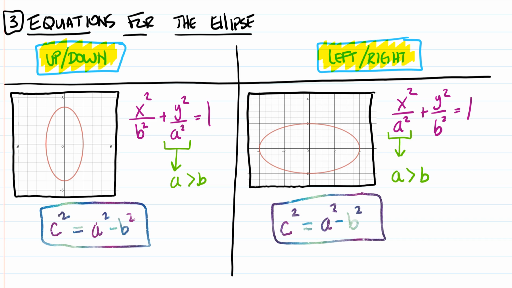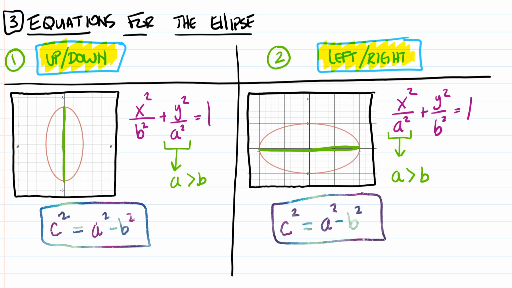Okay, number 3, box 3, the equations for the ellipse. There are 2 different sets of equations for the ellipse that we have to know. The first one is the equation for the ellipses that open up and down, and the second one is for the ellipses that are kind of left to right. So you'll notice that for an up-down ellipse, the length of the major axis is vertical, but for a left-right ellipse, the length of the major axis is horizontal. So we want to be careful of those 2 things, okay?